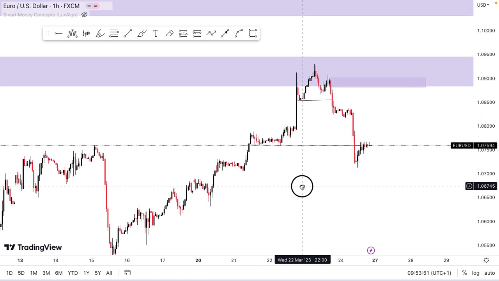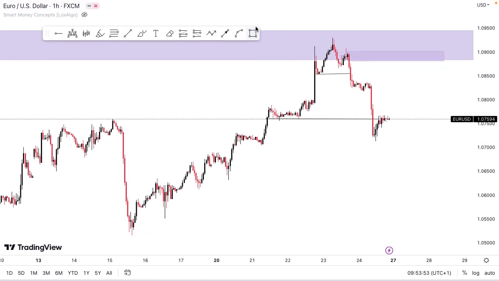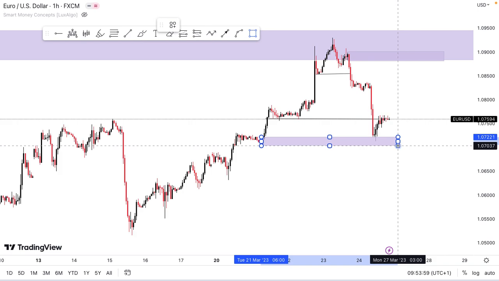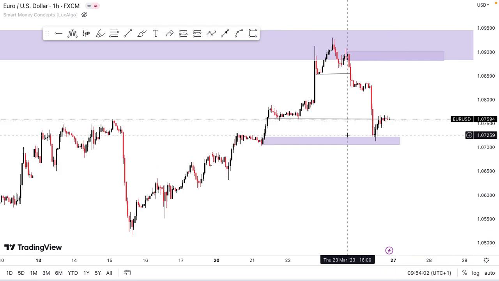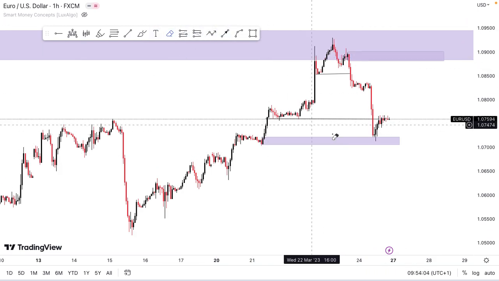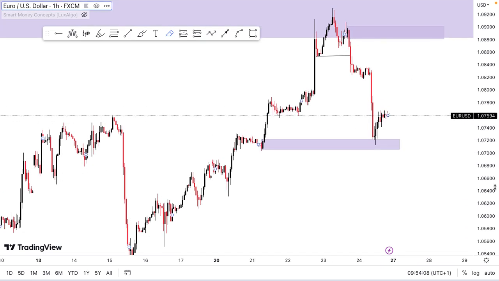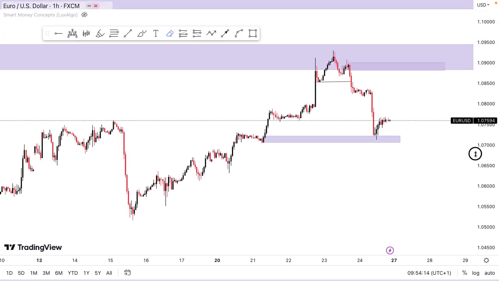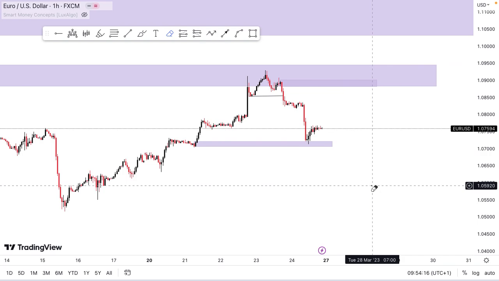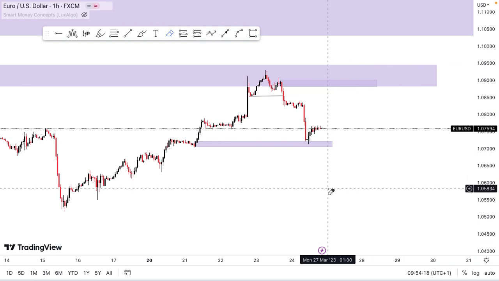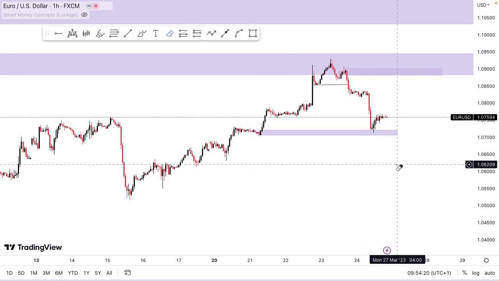So this is what the 1 hour is telling us. And what do we have here? We have a demand zone sleeping here. And you see price reacting off that demand zone nicely. The rejection is clean. So this is what EURUSD is telling us in the 1 hour time frame.